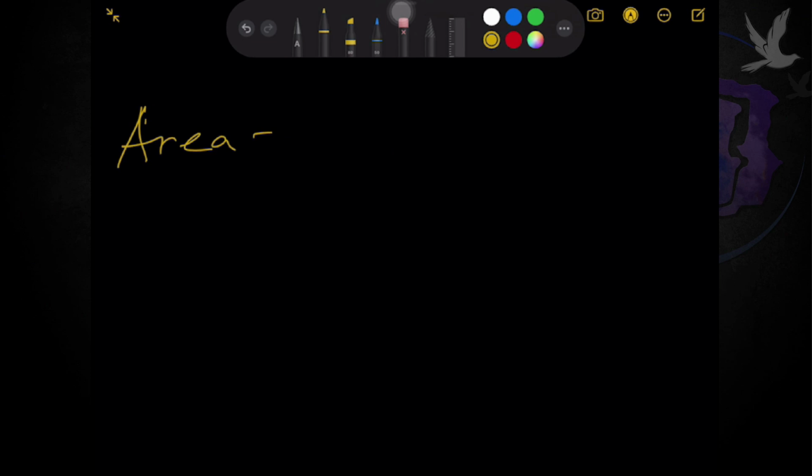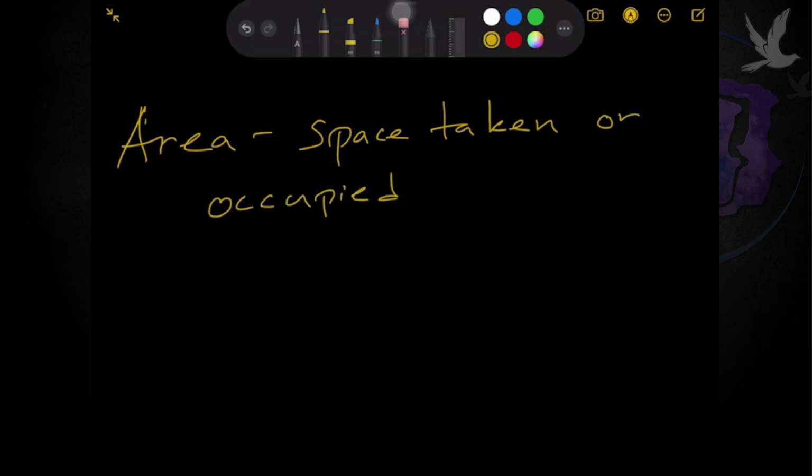Okay, so ano nga bang area? In basic terms for your level, no? We can say that area refers to the space taken or occupied by a flat shape, or we can also say parang surface of an object. Okay. So this is a pinaka basic nating term that we can describe area in your case.